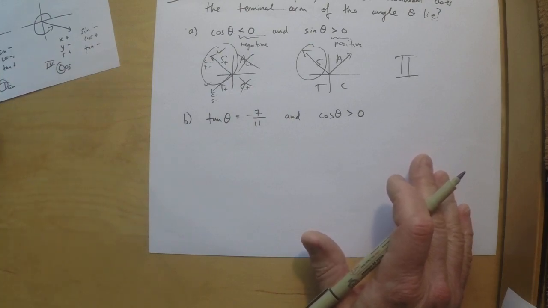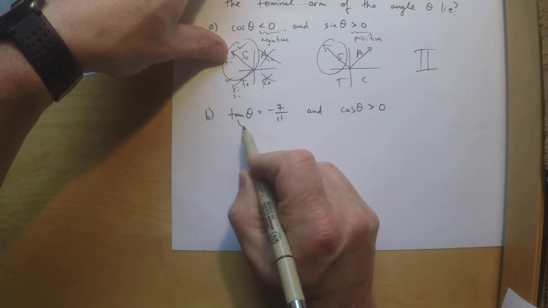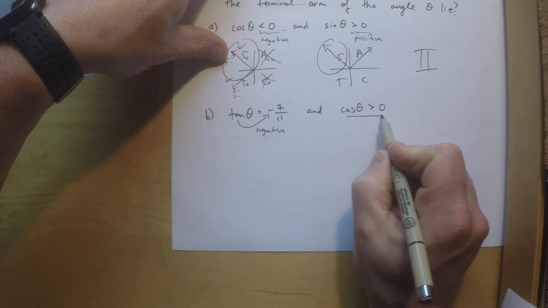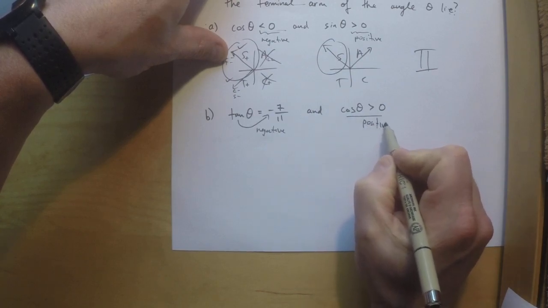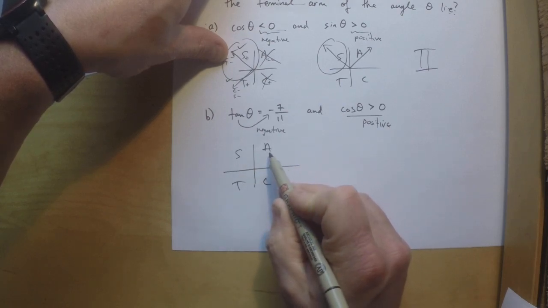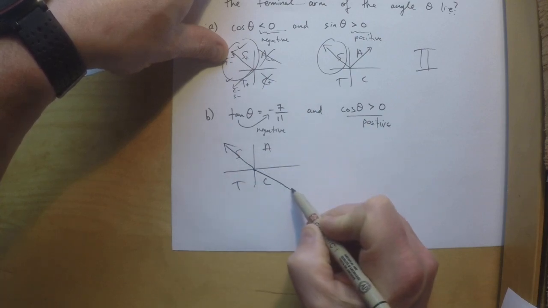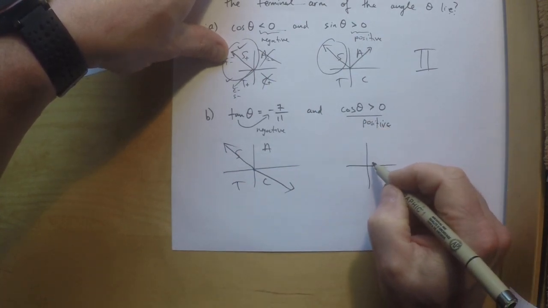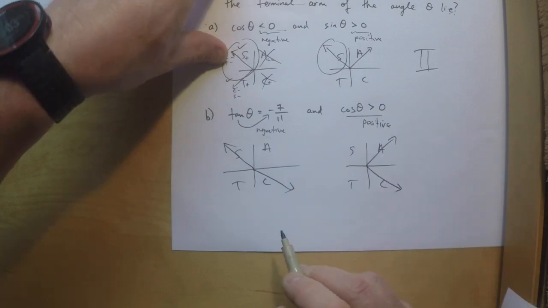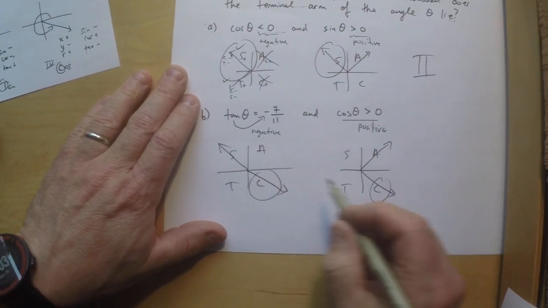Okay, next example is this next one. Right away, tan, negative ratio. Cosine, positive. So, where is tan negative? Well, it's not negative in the all quadrant. It's not negative in the tan positive quadrant. It's negative here and here. Where is cosine positive? In the all quadrant and in the cosine quadrant. Which quadrant meets both? Quadrant 4.